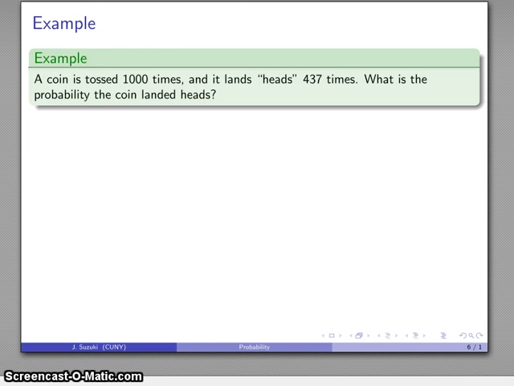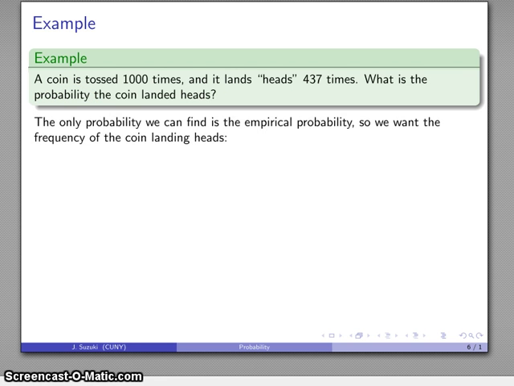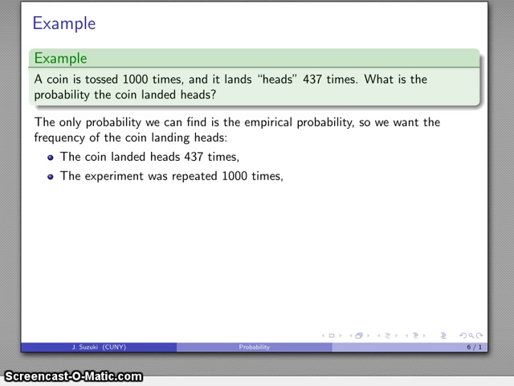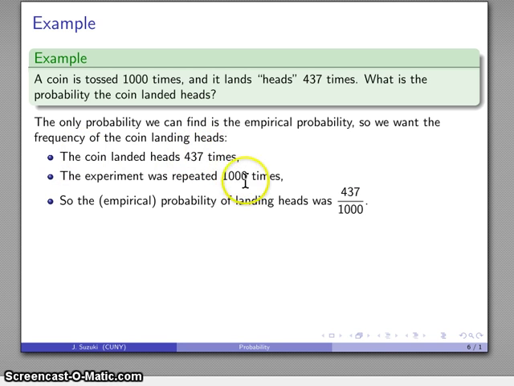So, for example, let's say a coin is tossed 1,000 times and it lands heads 437 times. So I've done the experiment, I've recorded the results, and now I can talk about the empirical probability that the coin lands heads. The only probability we can find is the empirical probability, so we need to know the frequency that the coin lands heads, and it did that 437 times. The experiment was repeated 1,000 times, and so the empirical probability, the frequency that it landed heads, was 437 out of 1,000.